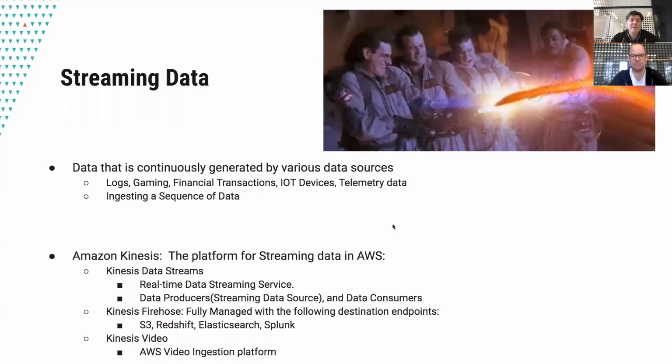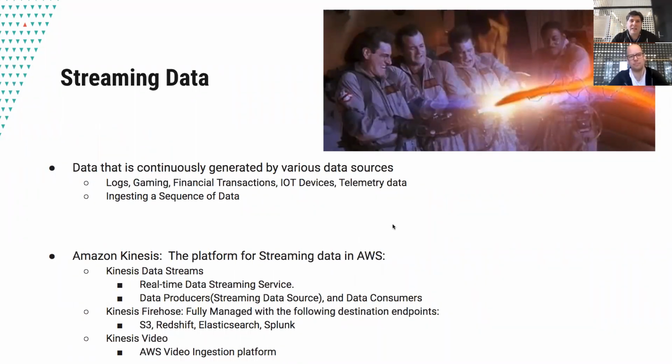All right, so what is streaming data? Streaming data is basically data that is continuously generated by various data sources. So streaming data is also known as unbounded data, so data that has no start or finish. Basically a source that's generating data continuously to some endpoint that you want to capture, view, analyze, or do whatever you want with it.